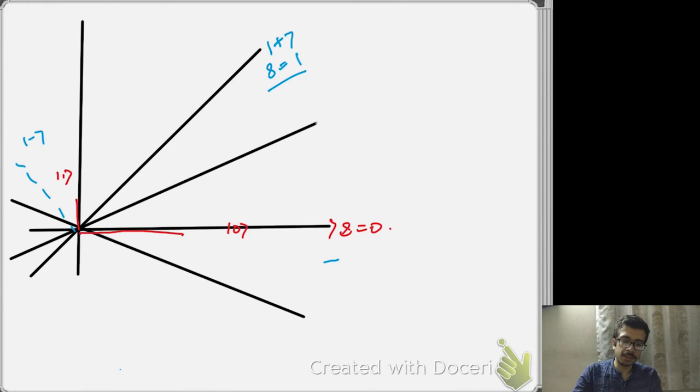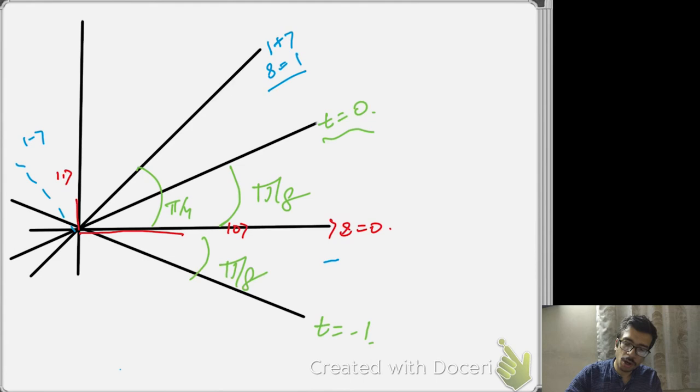Now when Bob's input is, say, 0, that is T equals 0, then Bob measures in π/8 and its corresponding orthogonal vector, the 5π/8 basis. And when Bob's input is 1, he measures in the −π/8 and 3π/8 basis. So this angle is π/4, this angle is π/8, and this angle is also π/8.